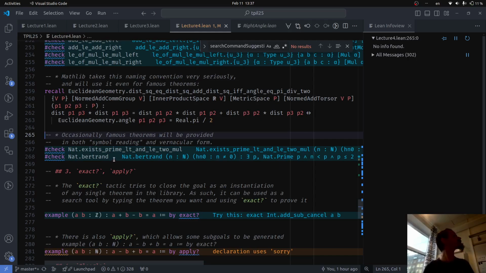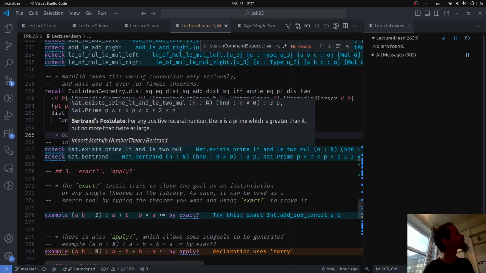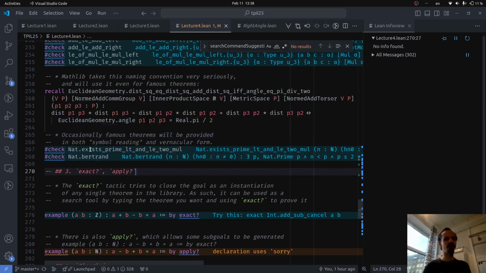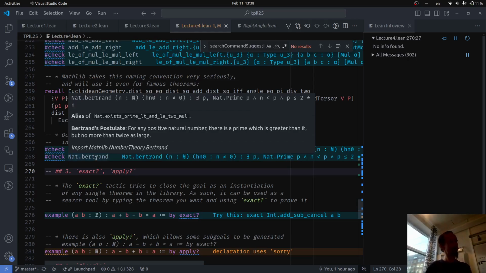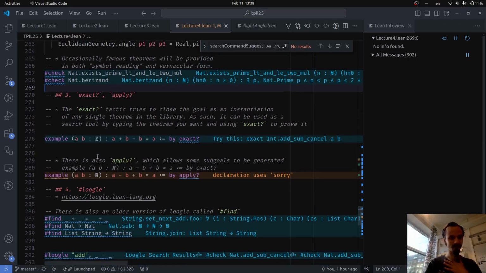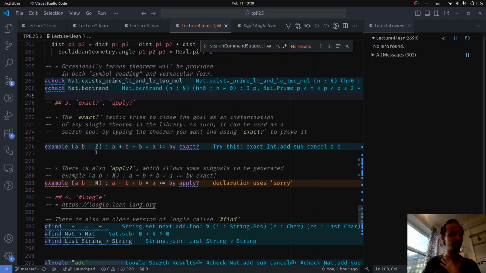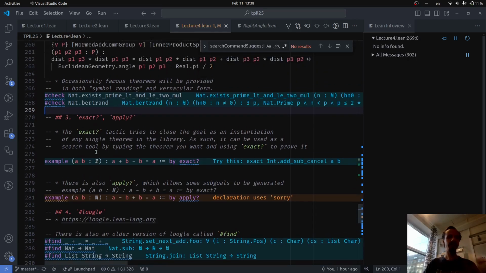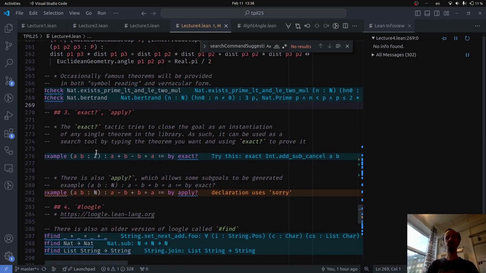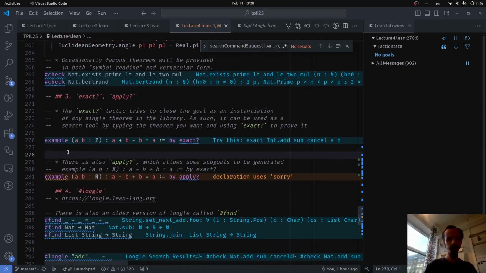Yeah, for some famous theorems, they actually have aliases. So like there exists a prime between n and 2n, also known as Bertrand's postulate, which can either be written as exists_prime_lt_and_le_two_mul, which is just what these things say, or Bertrand, if that's easier to remember, for instance. All right, so that covers it for the naming convention. But there is more information on the naming convention page, so you can check that out.